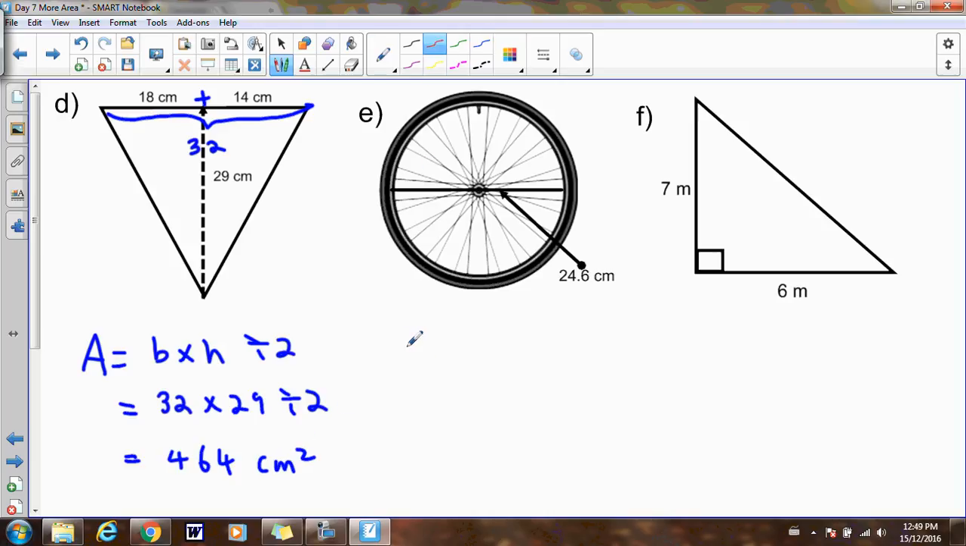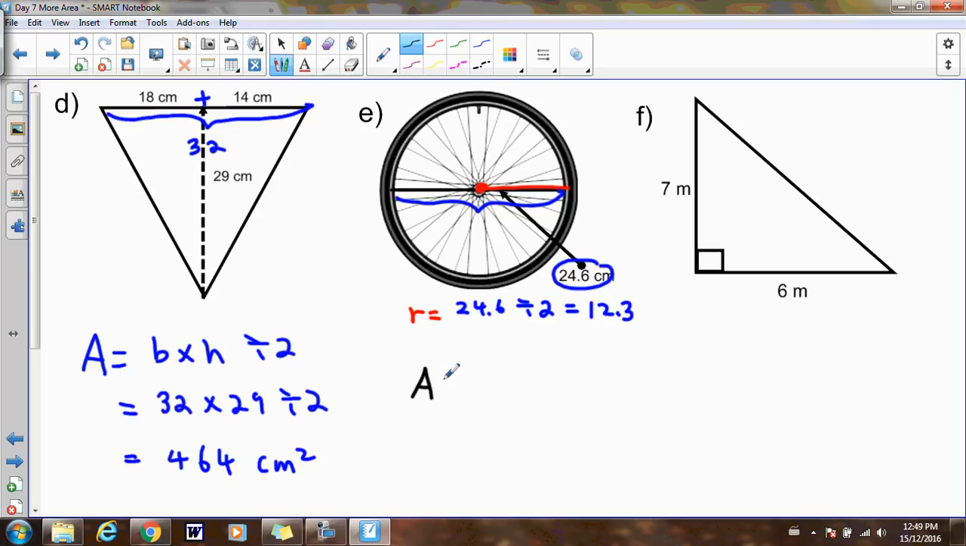Okay, the next one is a circle, and this time we need to actually find what the radius is, because 24.6 is actually the diameter. So they're saying that this entire length is 24.6. So in order to find the radius, what we have to do is take the number 24.6 and divide that by 2. If you do that, you should get 12.3, and that's the radius.